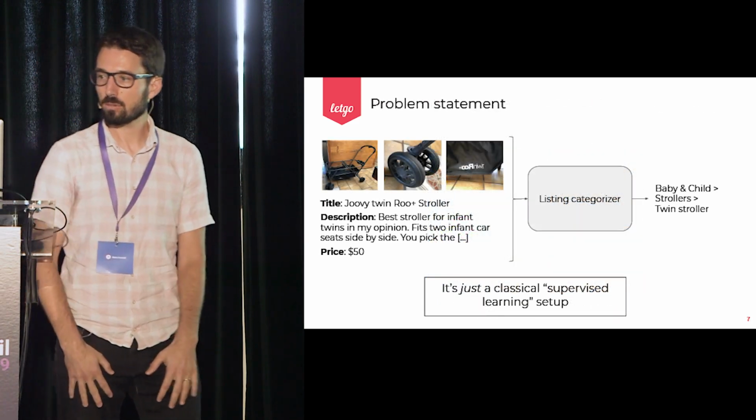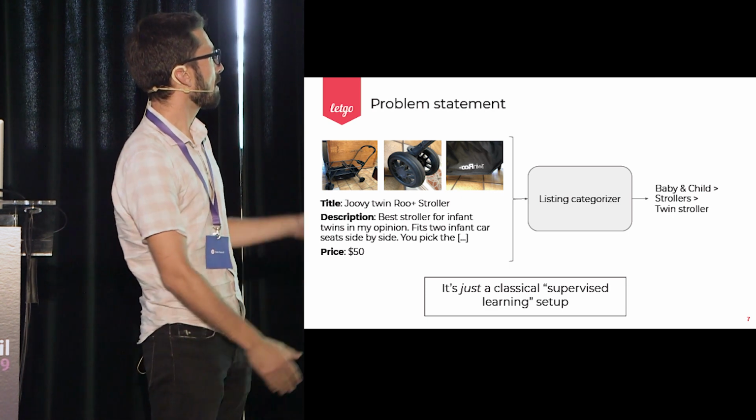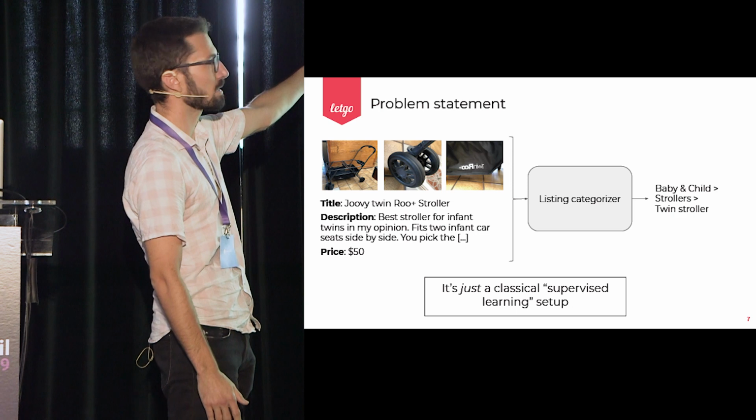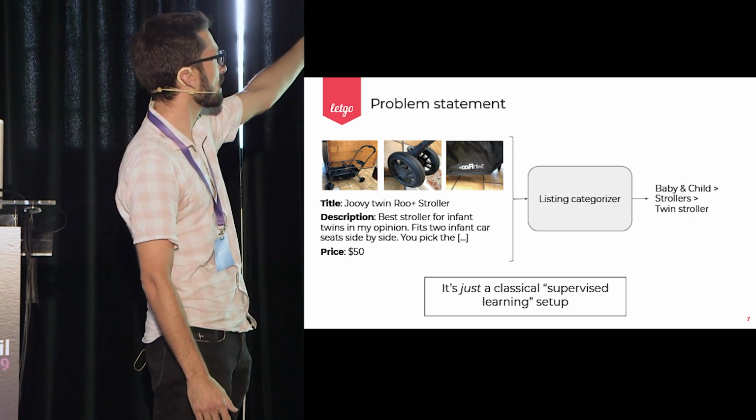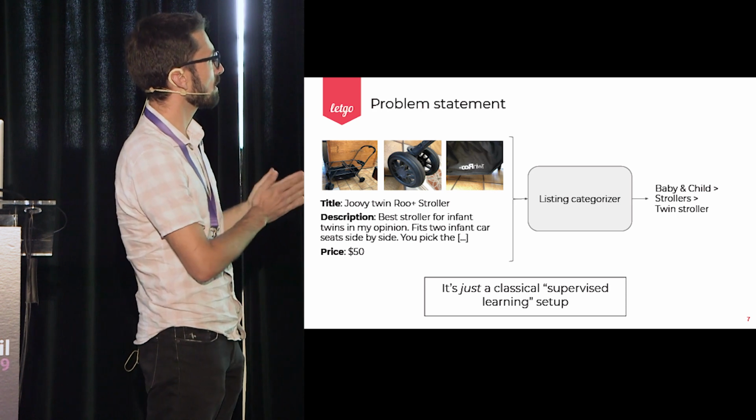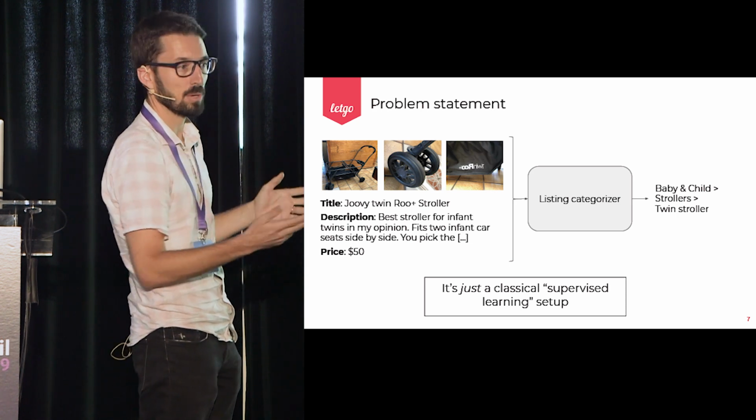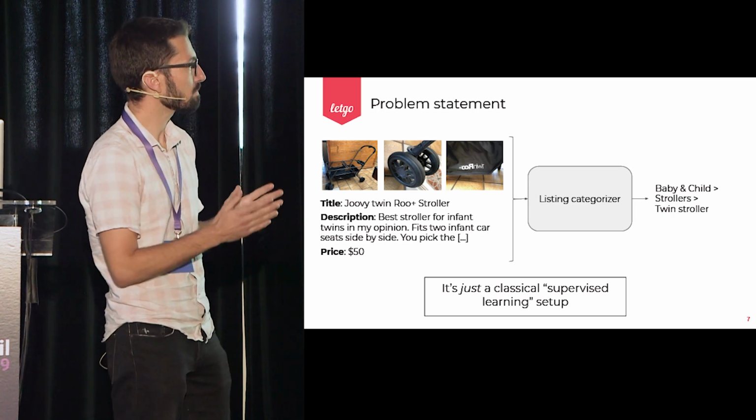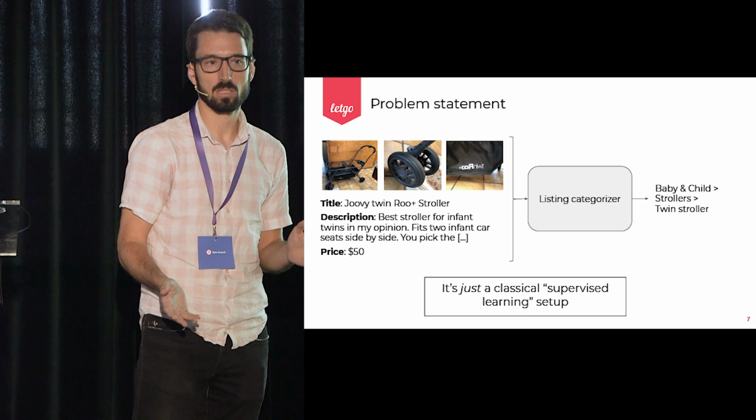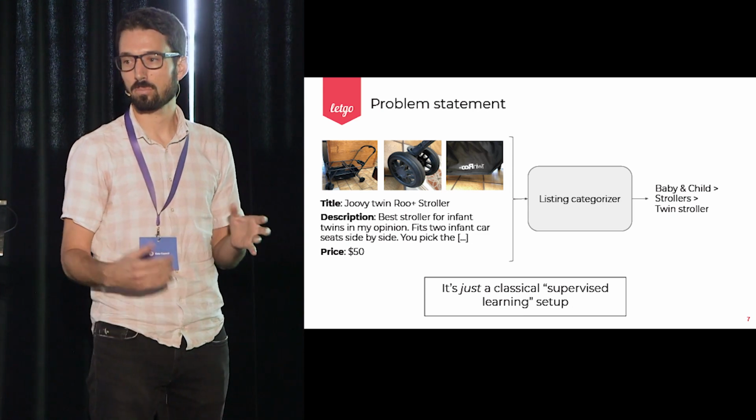So what's the problem we're trying to solve? It's very simply stated. We have a listing that gets posted by a seller. In this case, this is a twin roue stroller. The listing comprises a number of images, a title, a description, price, and perhaps some other metadata. And then we want to build a system, a listing categorizer, that takes this information as an input and outputs the category that this listing should be assigned to.